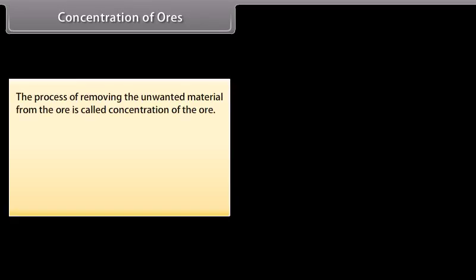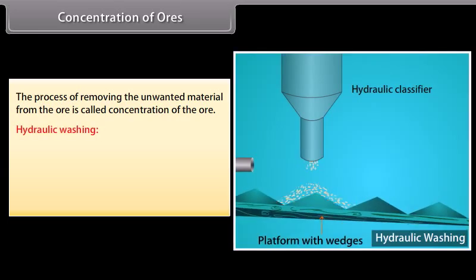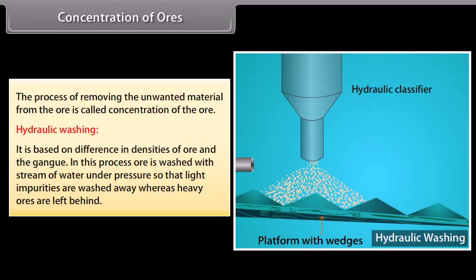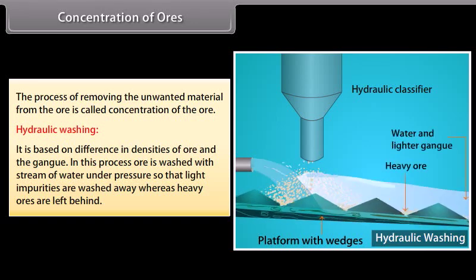Concentration of ores. The process of removing the unwanted material from the ore is called concentration of the ore. The important methods for concentration of the ore are hydraulic washing. It is based on the difference in densities of ore and the gangue. In this process, ore is washed with a stream of water under pressure so that light impurities are washed away, whereas heavy ores are left behind.